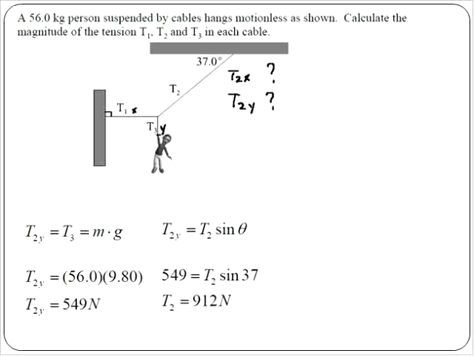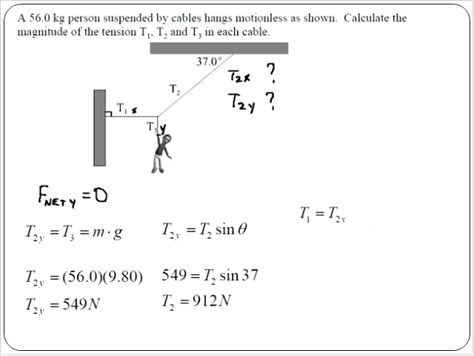So we found T2. We found T3. The only one left to find now is T1. But remember, T1 and T2x also have to be equal because F net x is 0 as well. Okay, the reason these were equal was because F net y was 0. In other words, the forces up had to equal the forces down, which is exactly what we did there. But the other side of that is that F net x also equals 0.